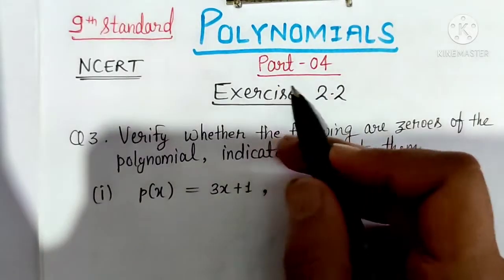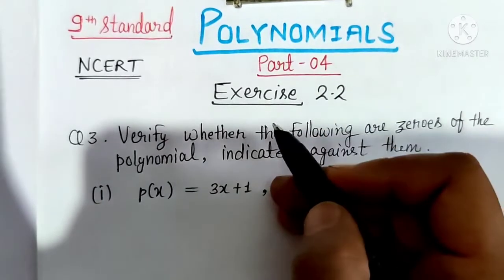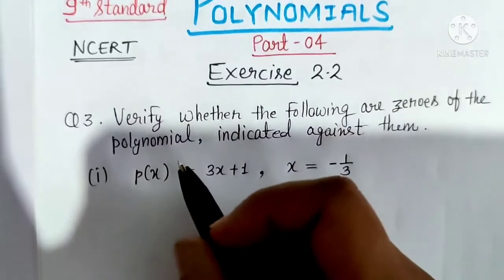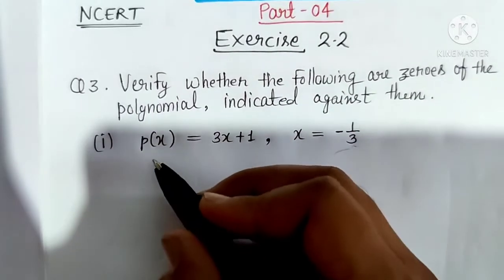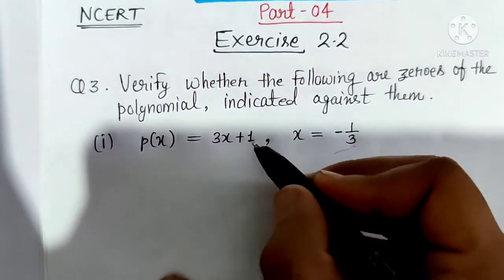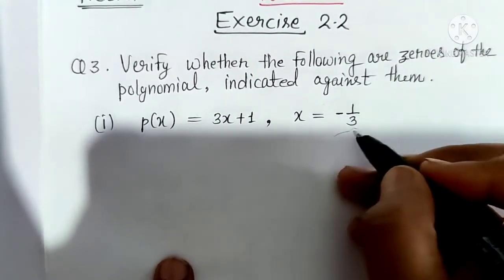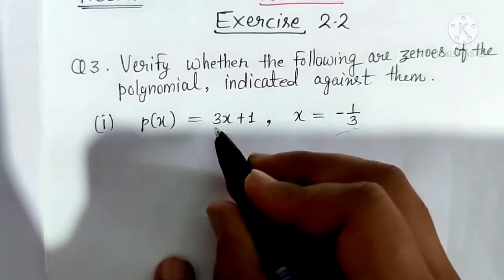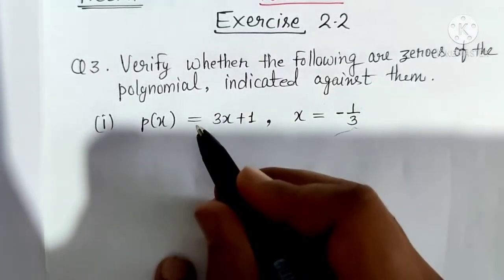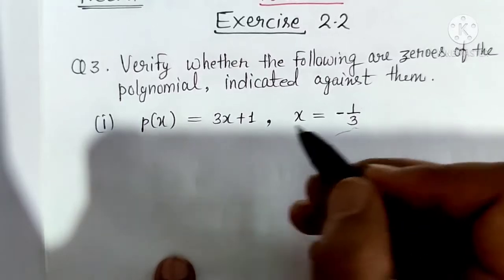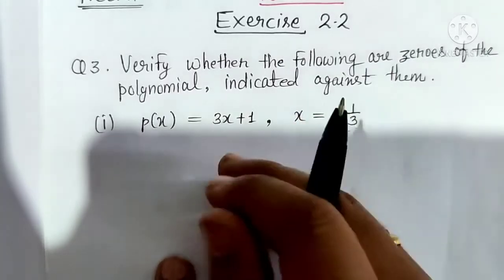So students, we are doing part number 4 of chapter 2, that is polynomials, and today we are going to do question number 3 of exercise 2.2 from NCERT book, which says: verify whether the following are zeros of the polynomial indicated against them. See, they have given the first part p(x) equals 3x plus 1. This is the equation they have given, and one variable value they have given, that is x equals minus 1 upon 3. Now we have to put minus 1 upon 3 in place of x, wherever x comes in the equation. And after putting minus 1 upon 3, if it becomes 0, then we can say yes, that x equals minus 1 upon 3 is the zero of the given polynomial. So let's do this question.